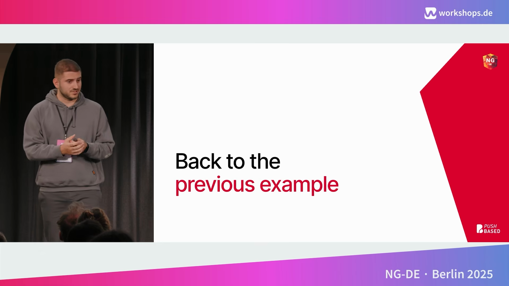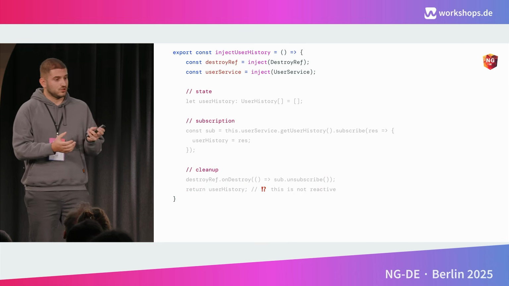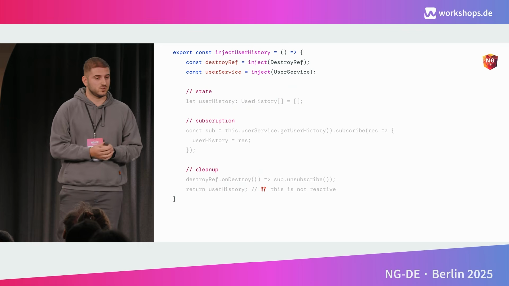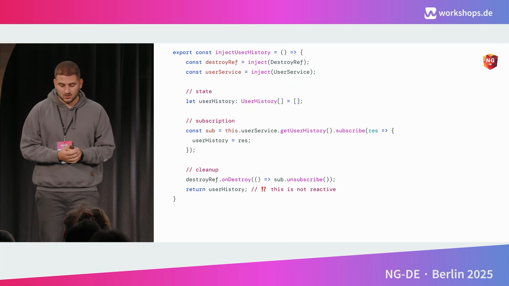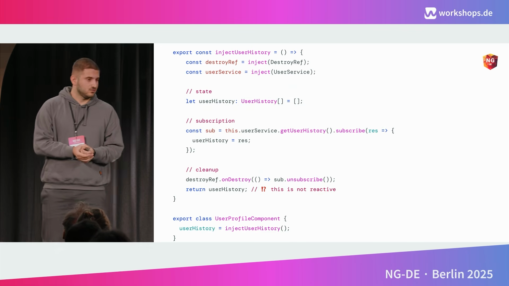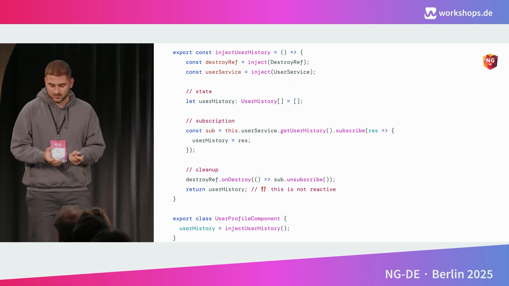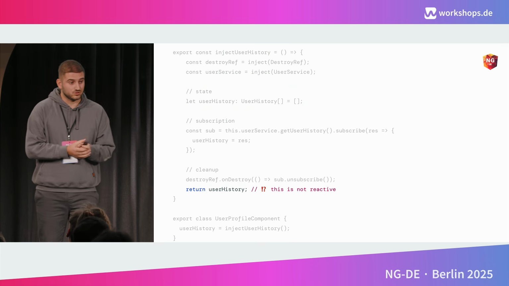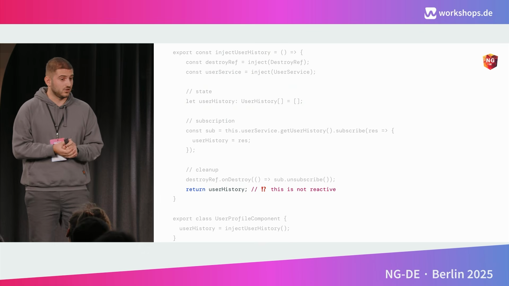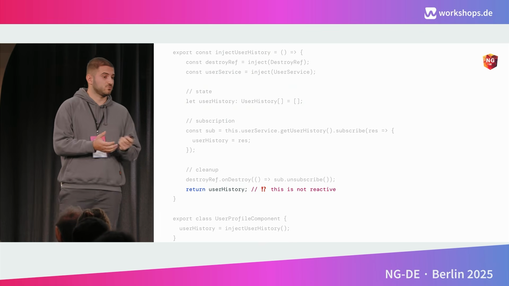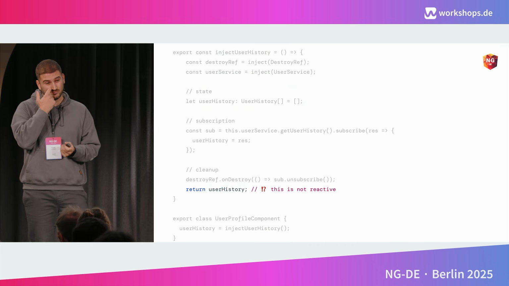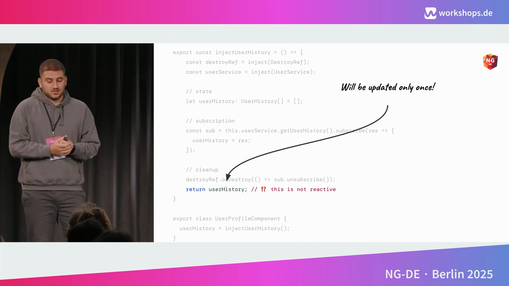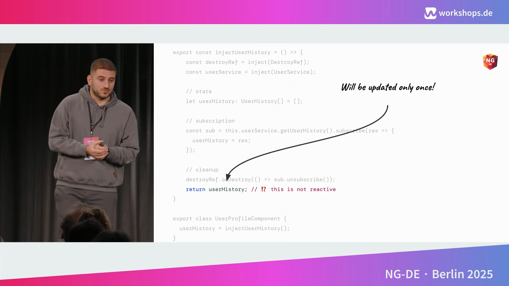So back to the previous example with user history, we can do the same thing. We can just set some state, subscribe to some observable, and return that state. And of course, use it as a normal variable, say user history, inject some user history. But that thing called user history there is just a normal array. If our subscription emits again, our parent component that uses that function won't get notified. Of course, that will only be updated once.